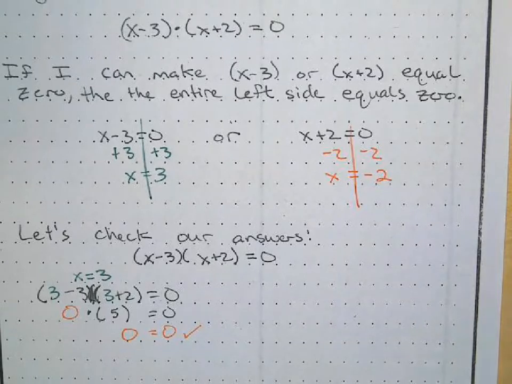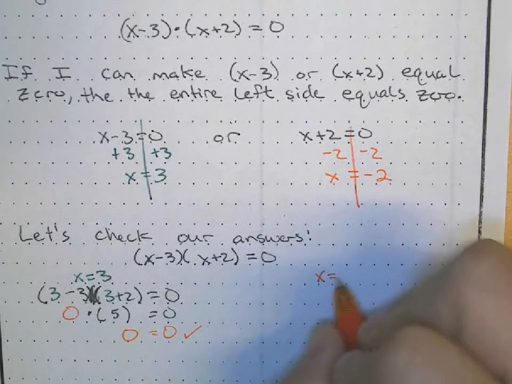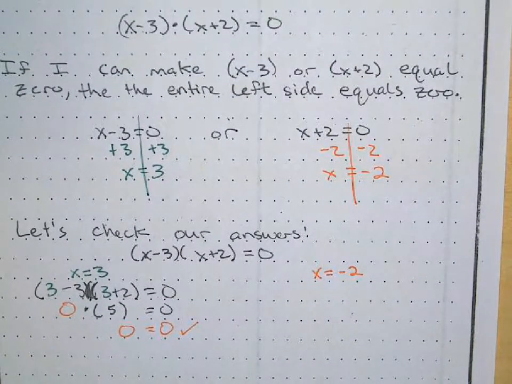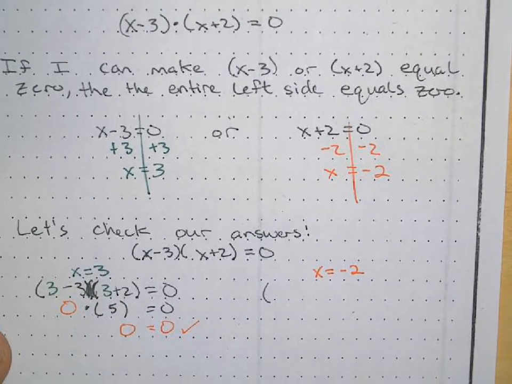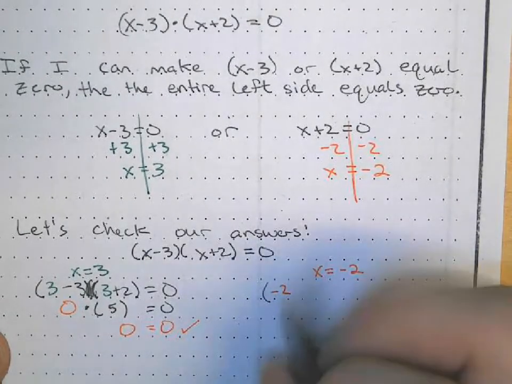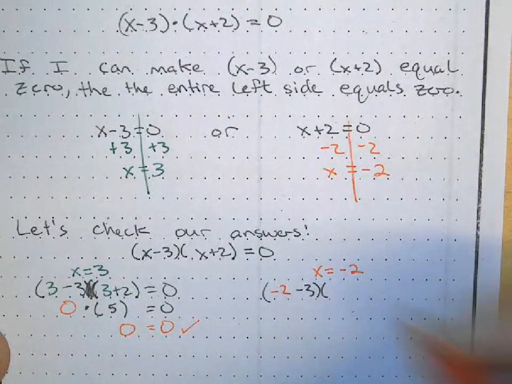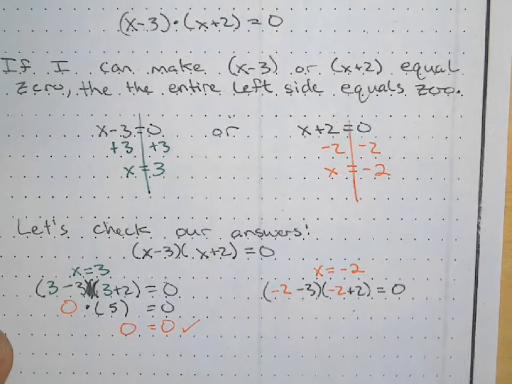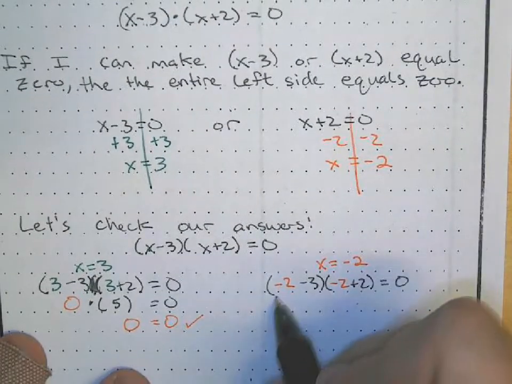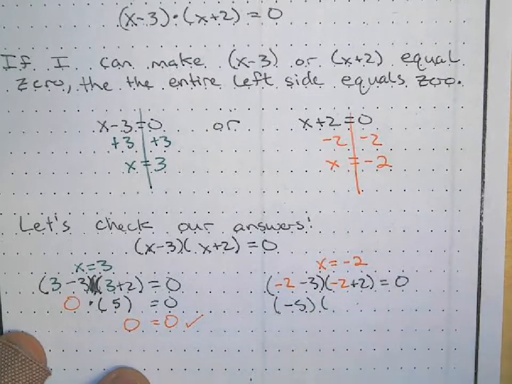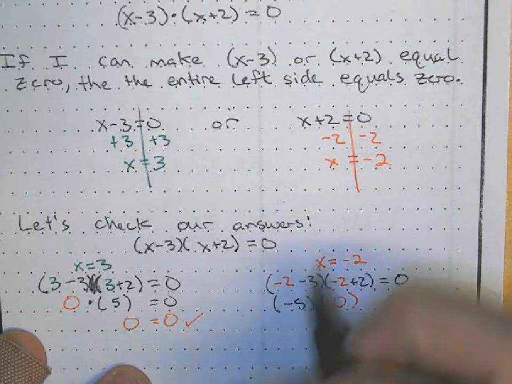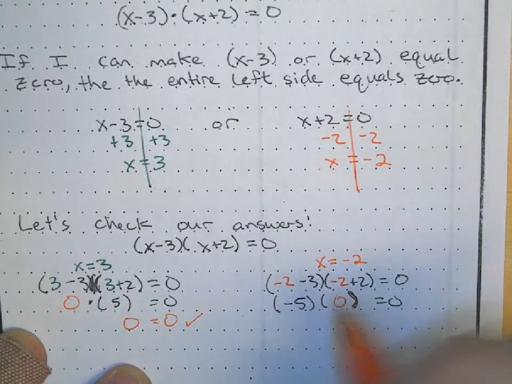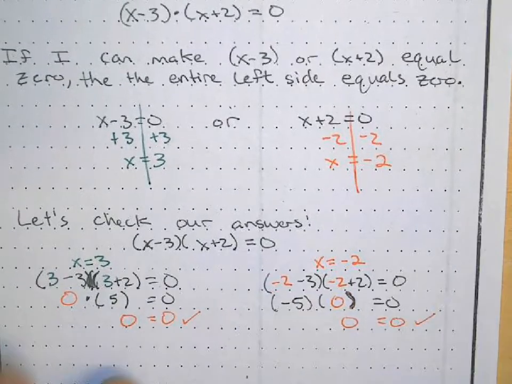Let's look at our negative 2. So say I have x equals negative 2. I'm going to plug that into my equation, and let's see how it unfolds. So I have negative 2 minus 3 times negative 2 plus 2, and does that equal 0? Let's do our math. Negative 2 minus 3 is negative 5, and when I do my negative 2 plus 2, there's my 0 equals 0. So now we multiply together. Well, we know negative 5 times 0 is going to equal 0, and we get 0 equals 0.